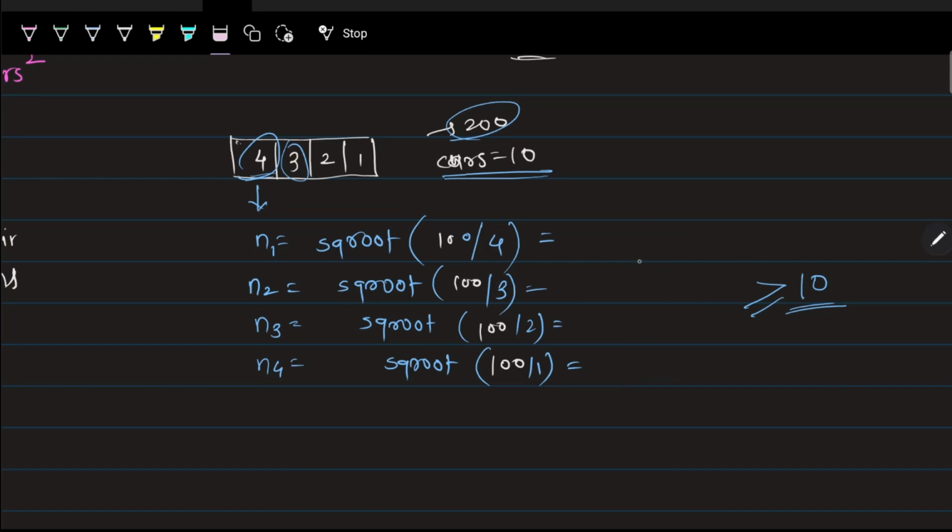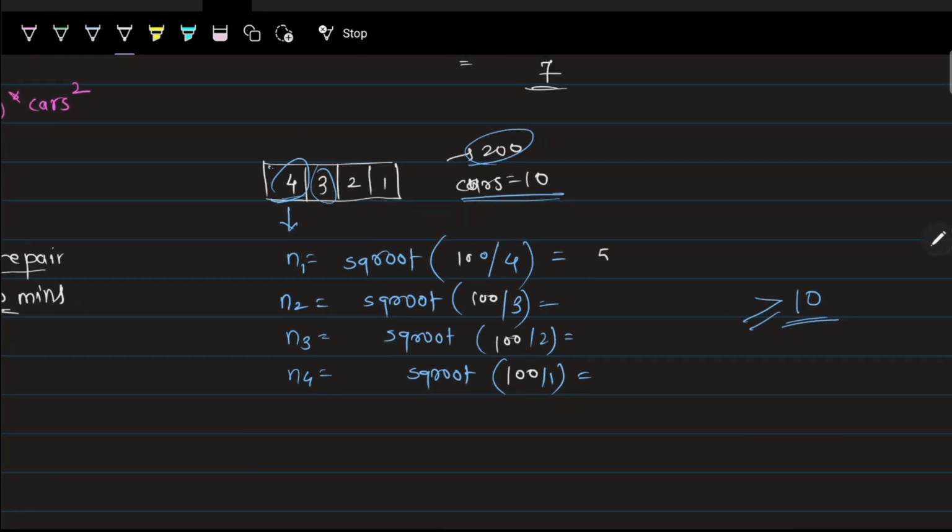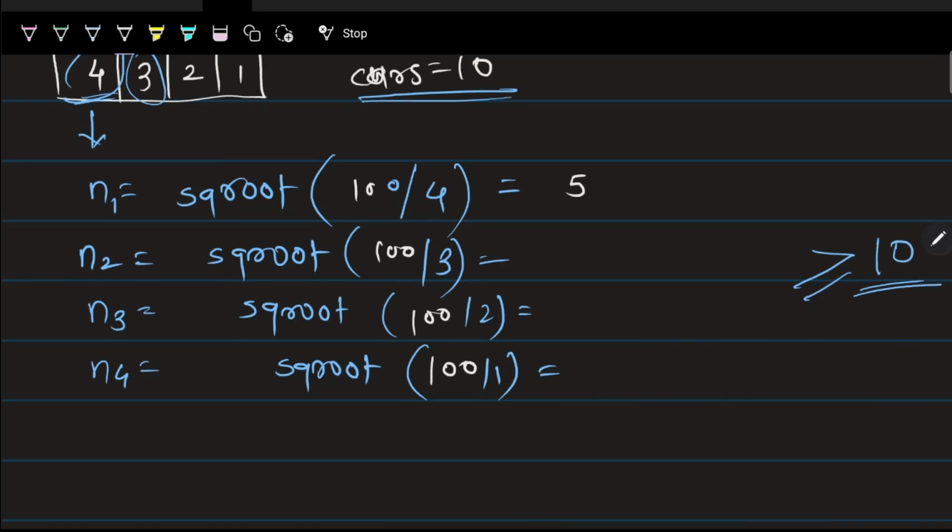So what will be the values now? 100 by 4, that is 25. What is the square root of 25? That is a 5. 100 by 3, that is 33. The square root of 33, let's take 5, because the floor would be 5 only, since 5 squared is 25 and 6 squared is 36, which is greater than 33. So I will just take 5.